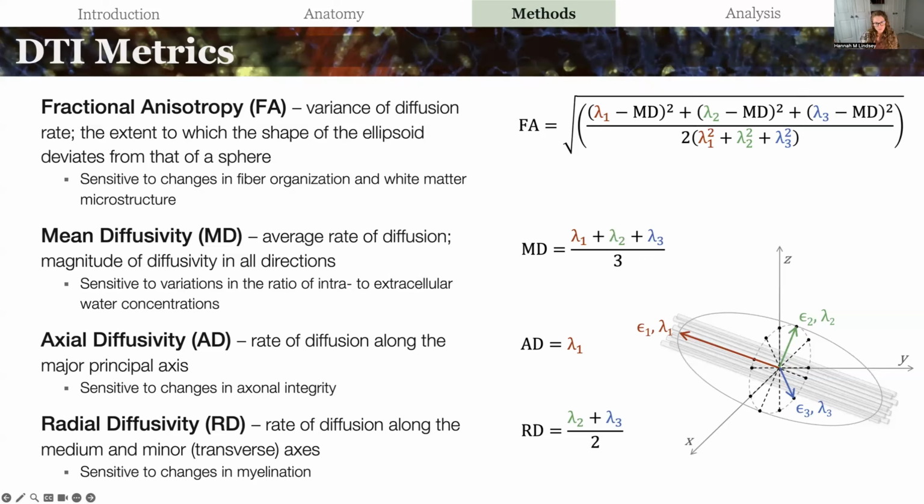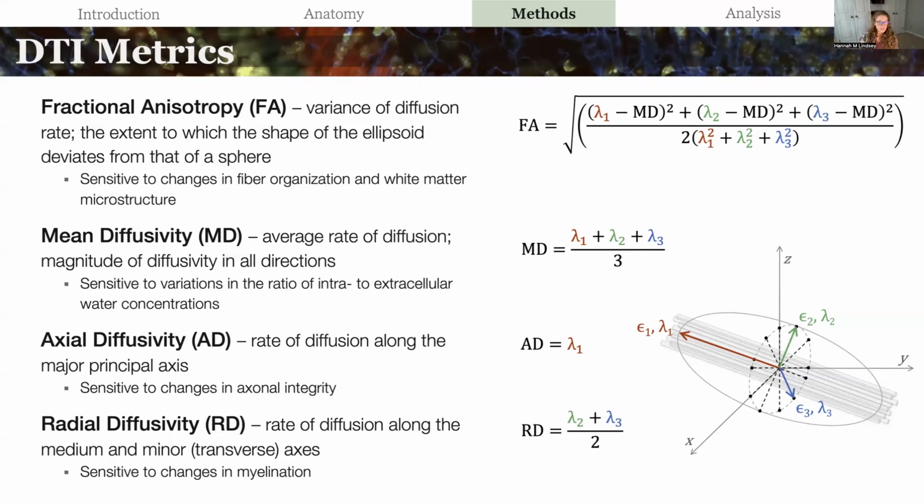Axial diffusivity, or AD, is a measure of directional diffusion parallel to the major principal axis. So in this way, it is sensitive to axonal integrity, such that it will increase when axonal integrity strengthens or neuroplasticity occurs, and it will decrease when axons are damaged or lost.